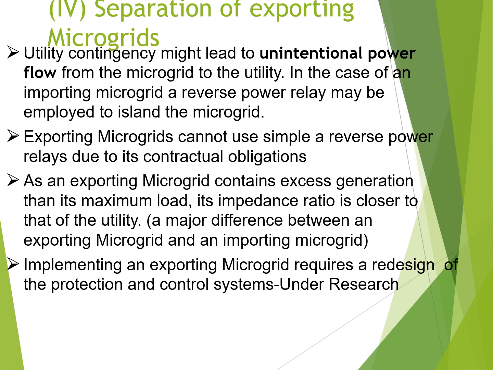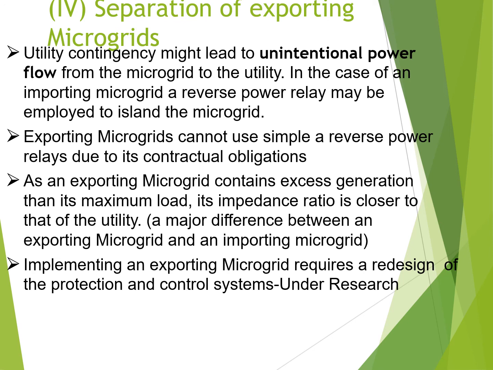And as we know, the generation will usually exceed the microgrid load requirement in the case of an exporting microgrid. So the main problem is that a utility contingency may lead to unintentional power flow from the microgrid to the utility. That is a problem. If there is a problem in the utility, that utility contingency might lead to an unintentional power flow. So if it is an importing microgrid, we can employ a reverse power relay, and this relay should be connected to a circuit breaker to island the microgrid in case of a reverse flow of power.